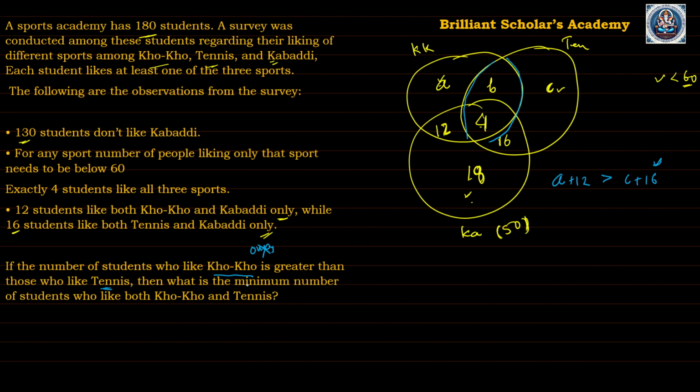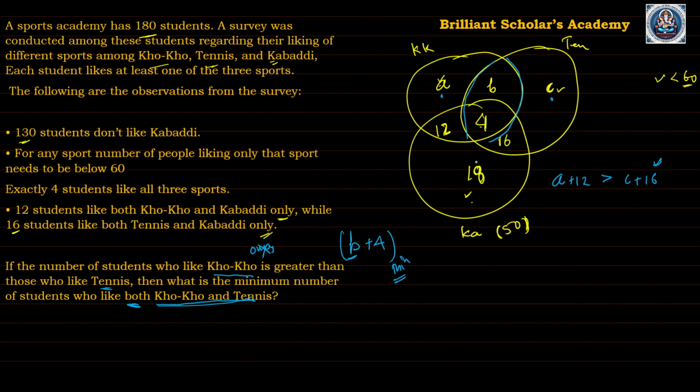What is the question mark? What is the minimum number of people who like both Kho and tennis? What is Kho and tennis? B plus 4. B people like Kho tennis only. 4 people like all of them. So these 4 also like Kho tennis. My job is to minimize these. Now, can I say I have three variables right now on the screen? If I'm trying to minimize the variable B, my job should be to maximize A and C.